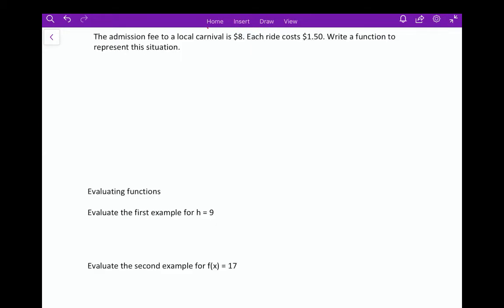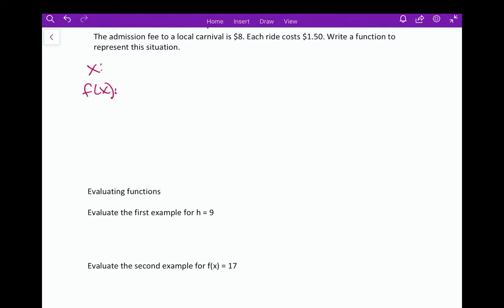Our next example says the admission fee to a local carnival is $8. Each ride costs $1.50. Write a function to represent this situation. So let's identify our independent and our dependent variable. And I'm going to use x and f of x. So x is our independent. Our independent variable, well, let's think about what our two variables are. The admission fee is $8. The ride costs $1.50. Okay, so what do we not know? Well, we don't know the total cost, and we don't know how many rides they rode.